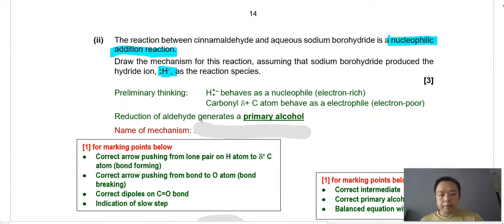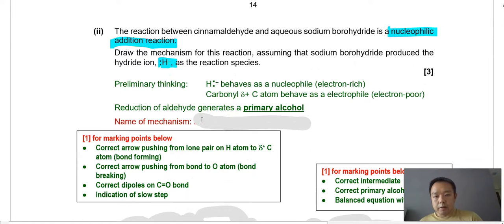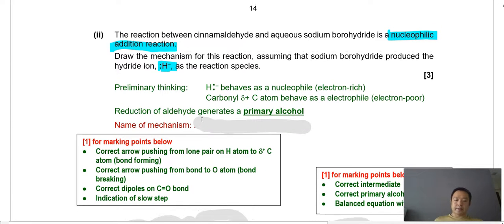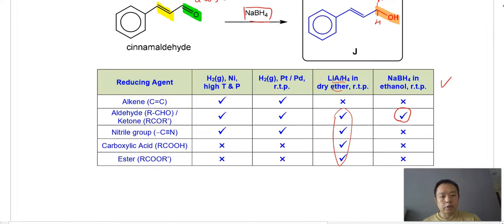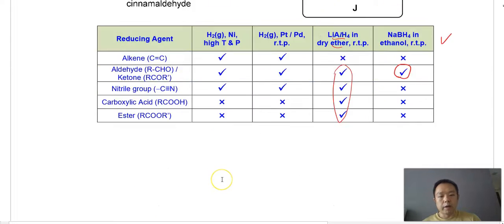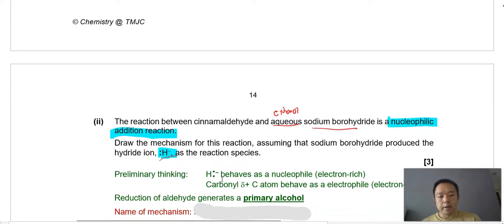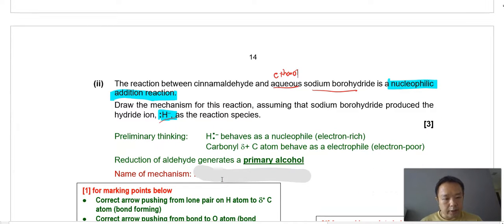So the reaction between cinnamon aldehyde and aqueous sodium borohydride is a nucleophilic addition reaction. So they give you some context. Let's also draw the mechanism, given that hydride is the reactive species. Now some of you may be very confused. Isn't sodium borohydride supposed to be used in ethanol? That's what we have mentioned in lecture notes. Why in this case do we use aqueous? Again, depending on the context of the question, you just answer accordingly. You should expect the sodium borohydride to also reduce the cinnamon aldehyde to a primary alcohol.